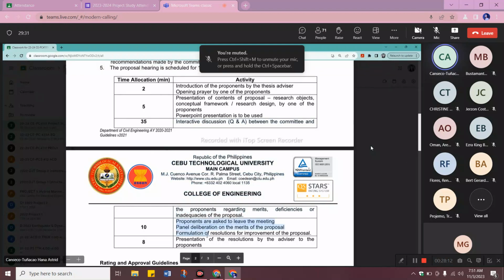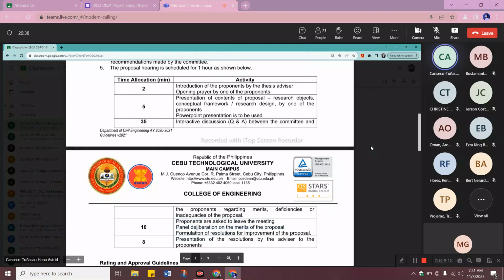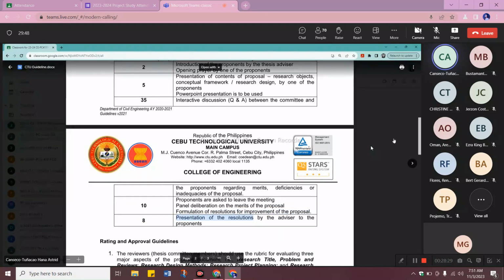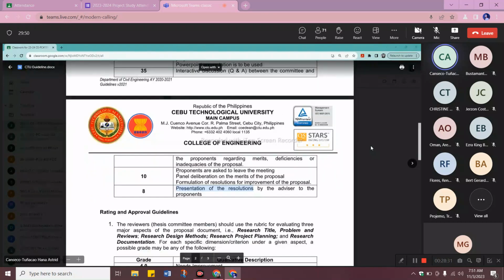And you will have 10 minutes. The proponents are asked to leave the meeting room for panel deliberation and formulation of the resolution for improvement, that is, whether this is approved or disapproved. Step 8 is a presentation of the research by the advisor to the proponents.